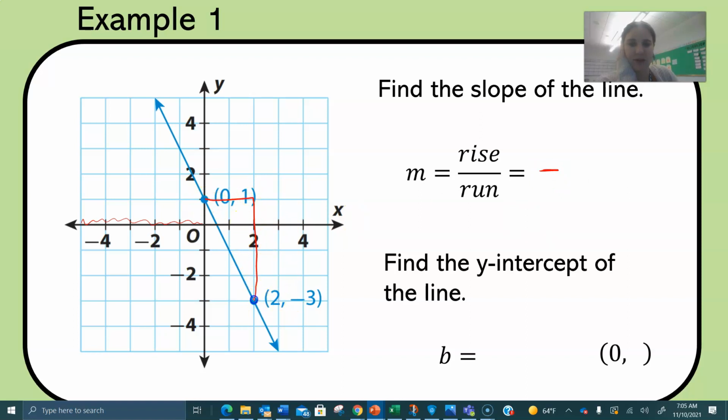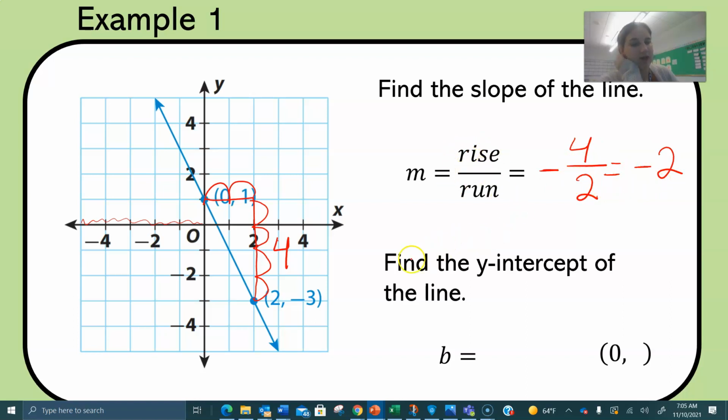So how many places do we go up? 1, 2, 3, 4. So the rise, or the numerator, is 4. And then how many do we run? 1, 2. So the run, or denominator, is 2. And then we can simplify this fraction. So negative, and then 4 divided by 2 is 2. So the slope is negative 2.